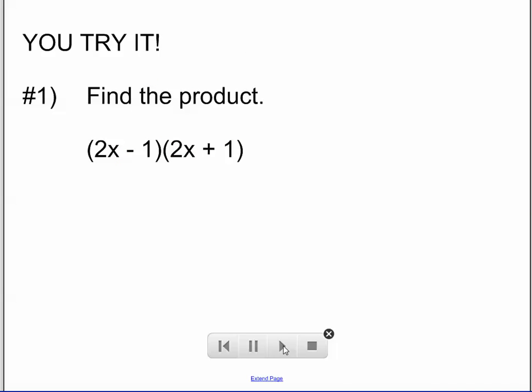Why don't you guys try this one on your own? Press pause now. And when you're all done, press play, and you'll see my work and explanation.